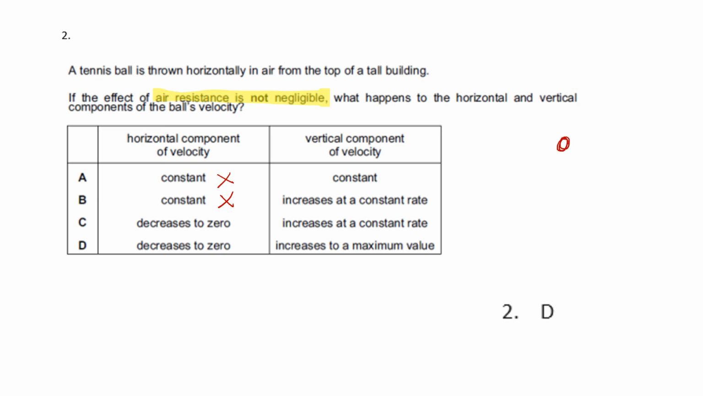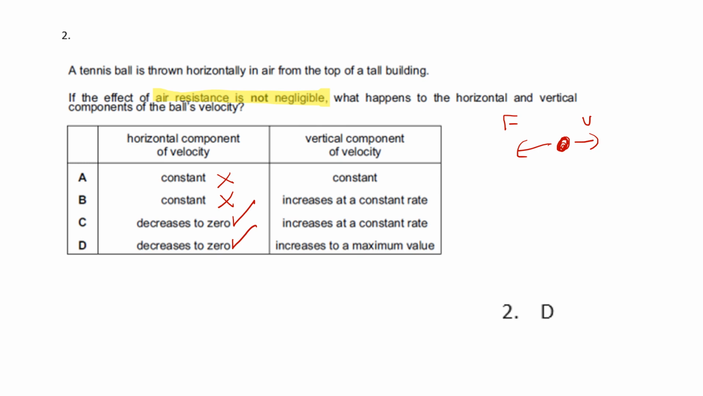But actually, if there is air resistance and we need to consider it, then it's going to be acting as a force which is in the opposite direction to the motion of the ball, and that's going to be decelerating the ball so that its horizontal component decreases to 0. So we're looking at either C or D.